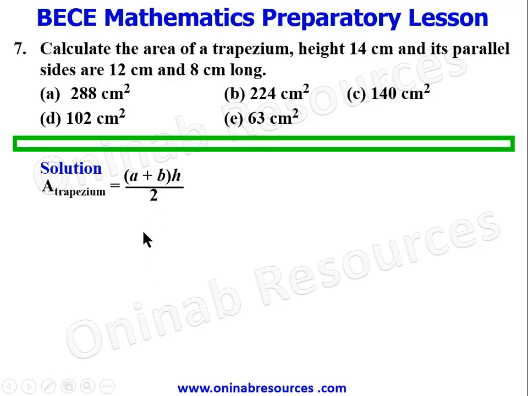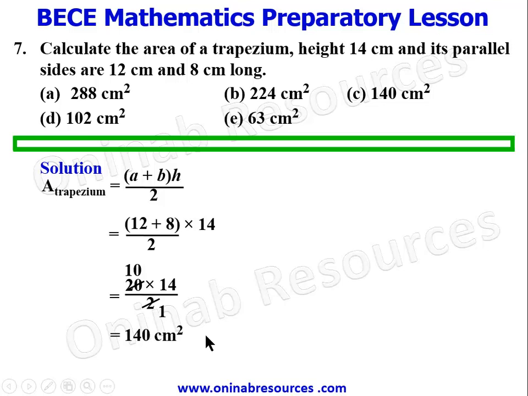So substituting into this formula, I have 12 plus 8 times 14 divided by 2. I can just say 8 plus 12 is 20. 20 times 14 divided by 2. So 2 goes into 20 gives 10. 14 times 10 is 140 squared centimeters. And 140 squared centimeters is option C. So we have option C as the correct option to this problem.